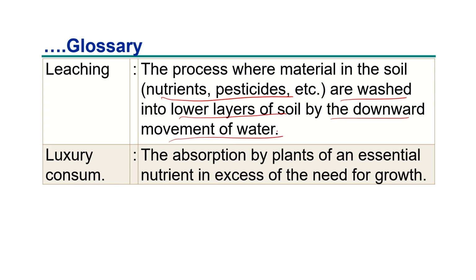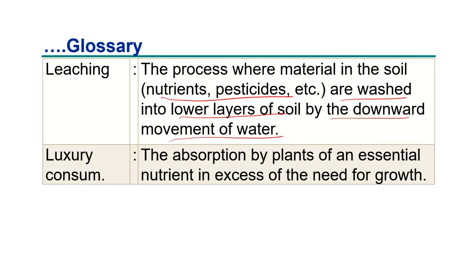Leaching happens in case of certain nutrients, particularly those which have negative charge, or anions. Sulfate can be leached down, nitrate can be leached down and so on. Luxury consumption: the absorption by plants of an essential nutrient in excess of the need for growth, and this is mostly observed in case of potassium.